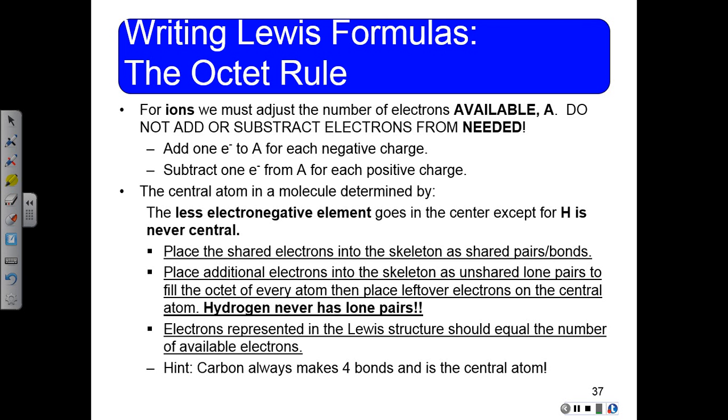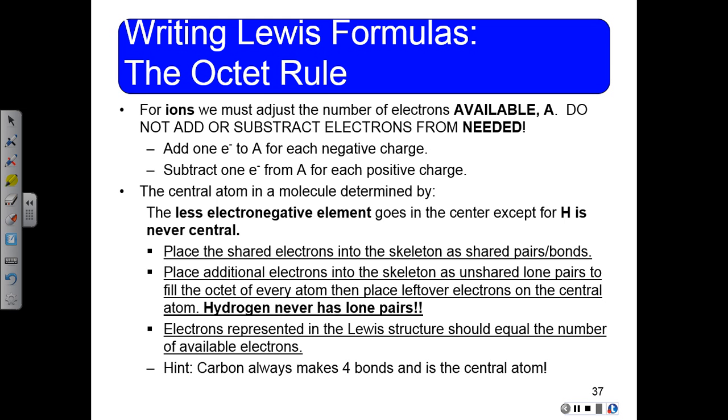Available is the valence electrons. So what group is oxygen in? 6. What about hydrogen? 1. A common mistake students make is putting 2 here. It's not in group 2, it's in group 1. They just think about how much it needs. But hydrogen has 1 valence electron. So we have 1, and then we have 2 hydrogens, right? So available, we have 8.